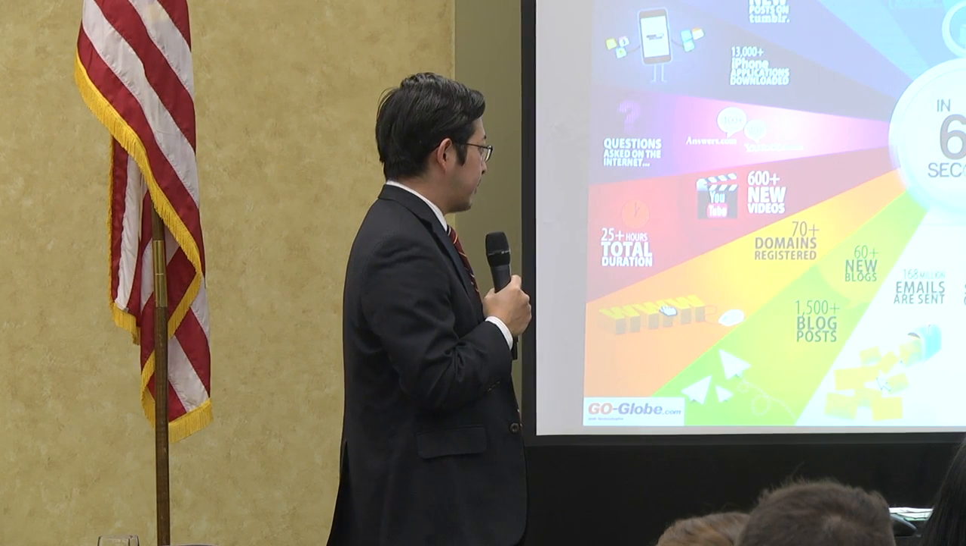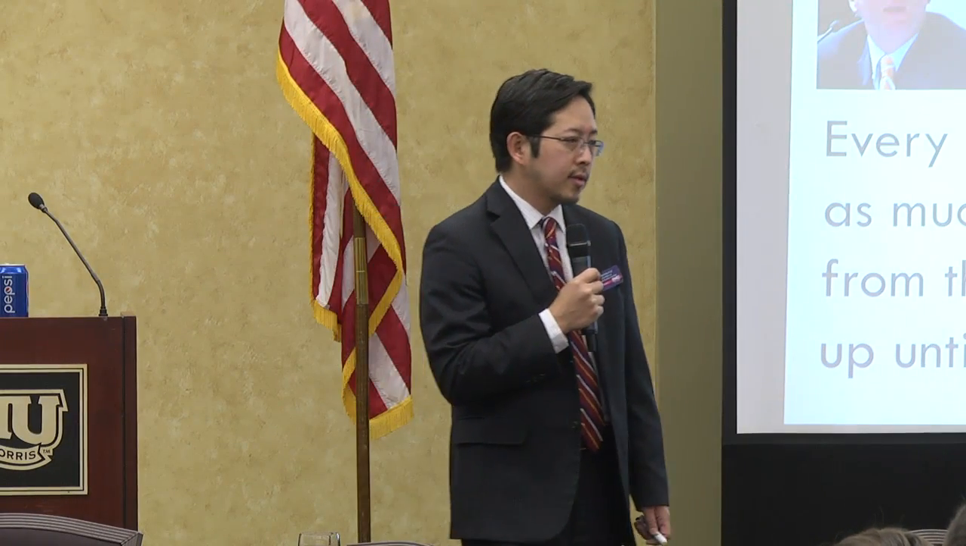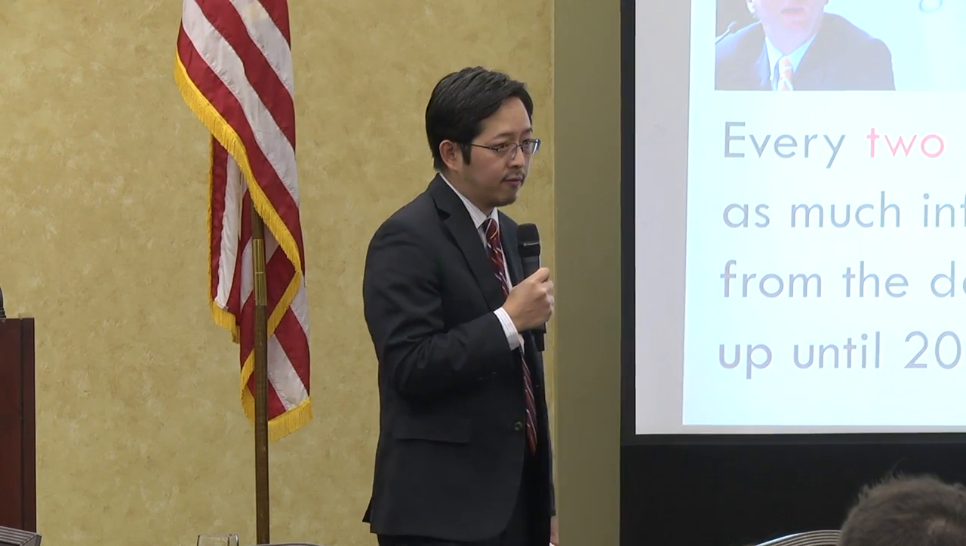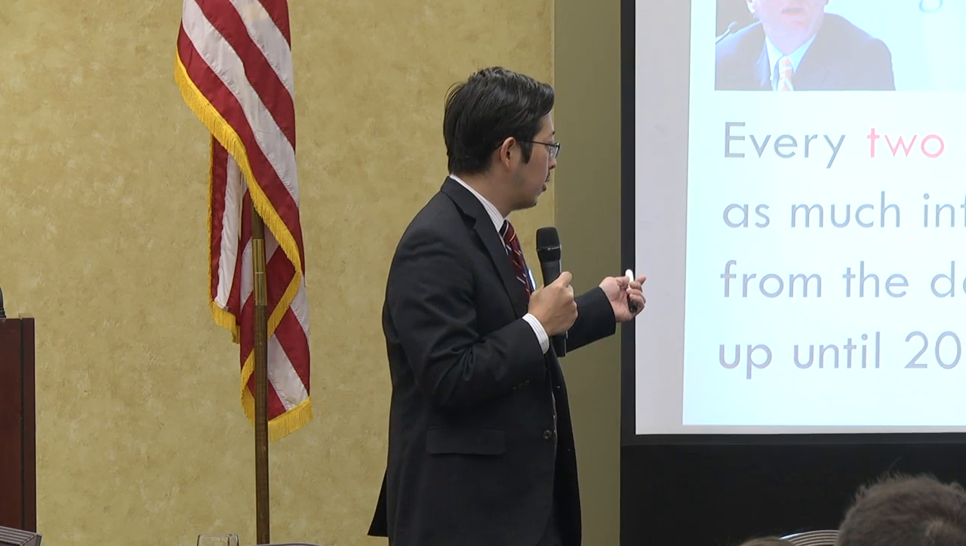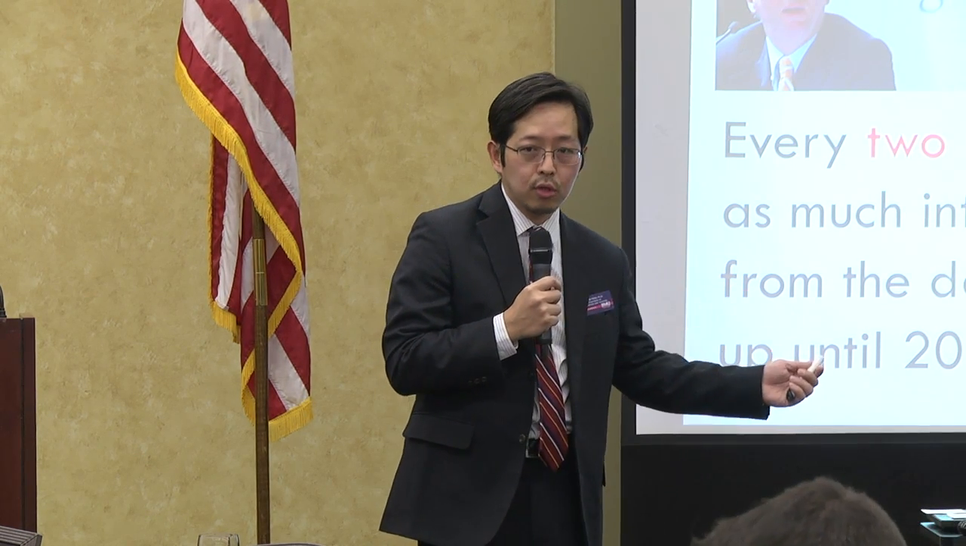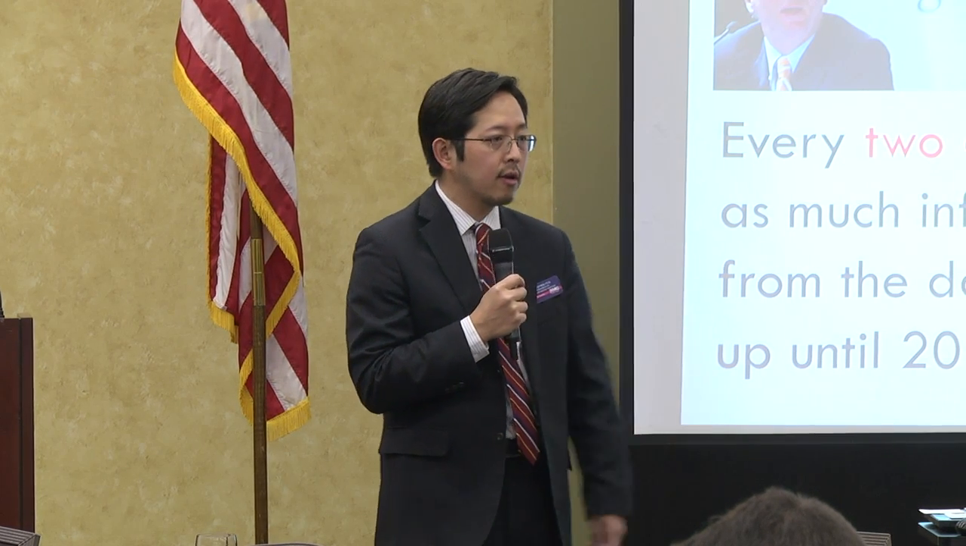Eric Schmidt, the CEO of Google, said that every 2 days we now create as much information as we did from the dawn of civilization until 2013. He was the CEO of Alphabet Inc., formerly known as Google, and that quote tells how much information is produced, stored somewhere, and retained for a long period of time.